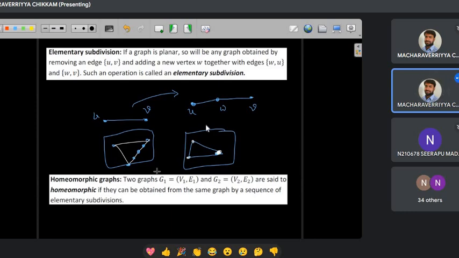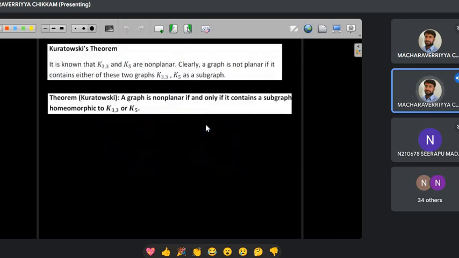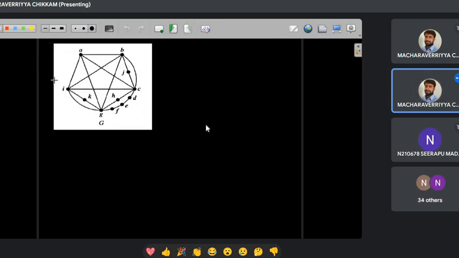Do you understand? Now let us look at an important theorem to say whether a graph is non-planar or not. This theorem says that a graph is non-planar if and only if it contains a subgraph homeomorphic to K3,3 or K5. So let us look at a problem now. You see this graph. Is this non-planar or not?